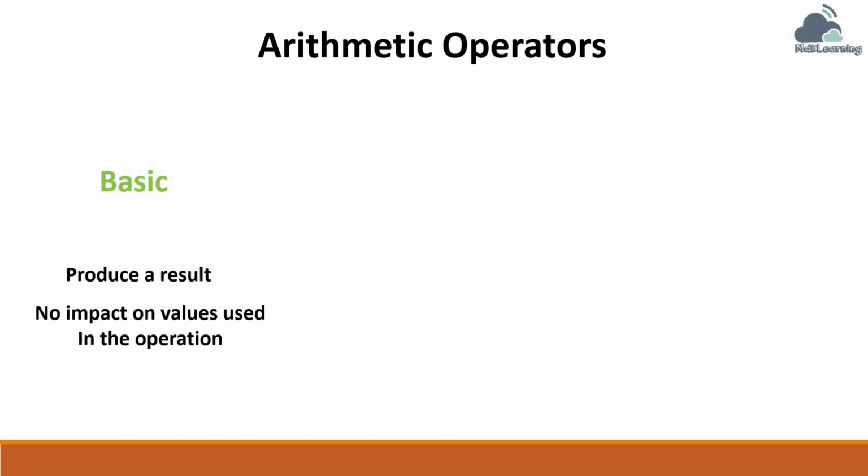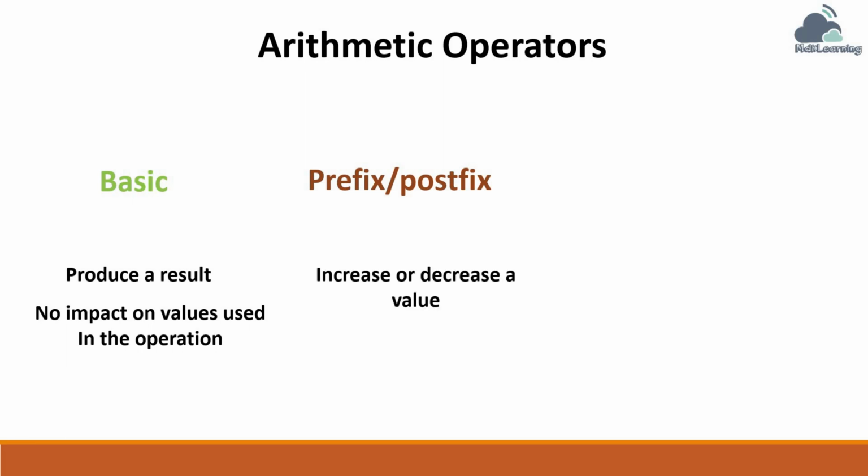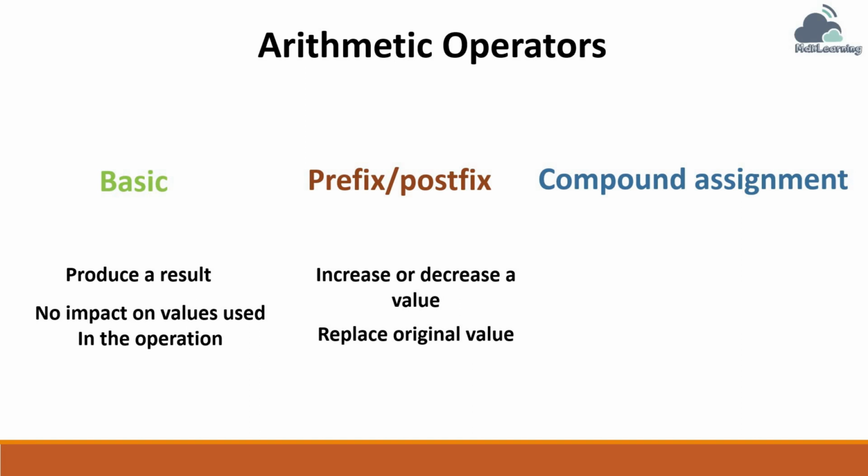But Java also has operators that behave a bit differently. For example, we have the prefix and postfix operators. And these are operators that simply increment or decrement a value by 1. The key thing is, when you apply these operators to a variable, they actually replace the variable's original value. And these are not the only operators that replace a value. There's also what are called the compound assignment operators. These also operate on a value, perform some calculation with that value, but at the end of the calculation, they replace the variable's original value with the result of the calculation.